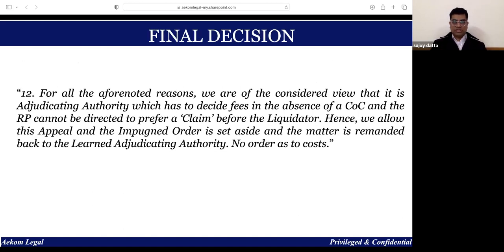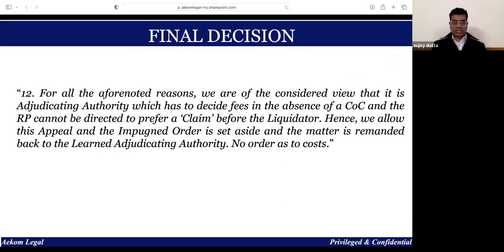So for the aforesaid reasons, we are of the considered view that it is the AA which has to decide fees in the absence of a COC, and the RP cannot be directed to file a claim before the liquidator. Hence, we allow the appeal, the impugned order is set aside, and the matter is remanded back to the learned adjudicating authority.